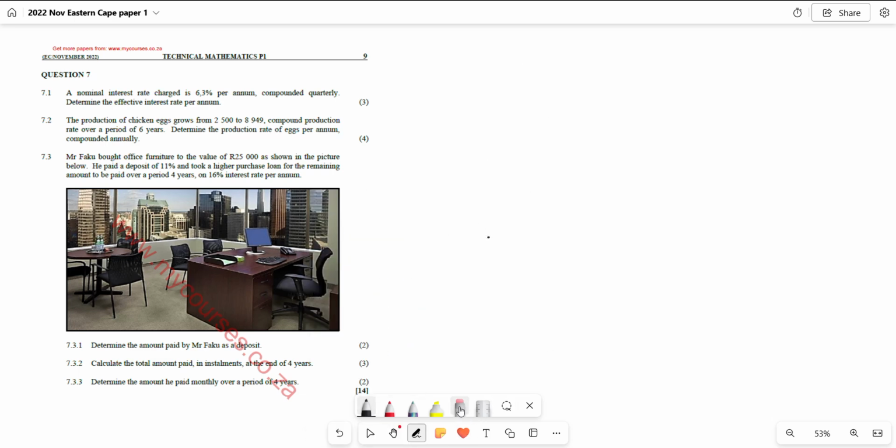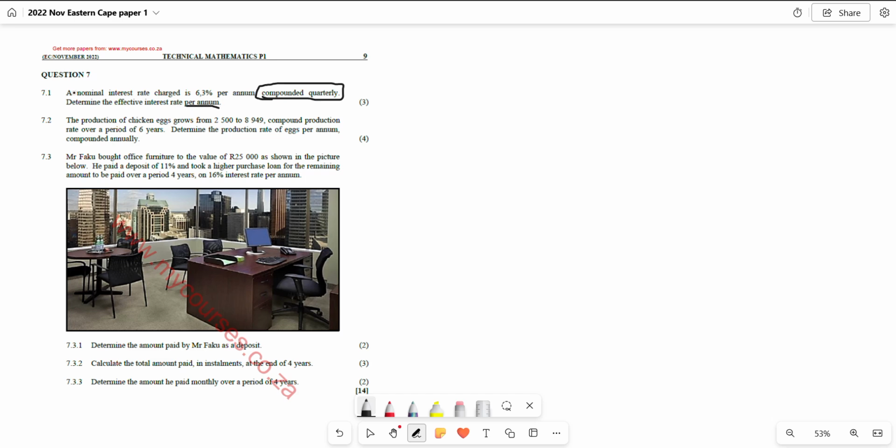7.1. It says a nominal interest rate charged is 6.3% per annum compounded quarterly. Keyword here, compounded quarterly. It means here we are having what is called a compounding period. Then the question requires us to determine the effective interest rate per annum.